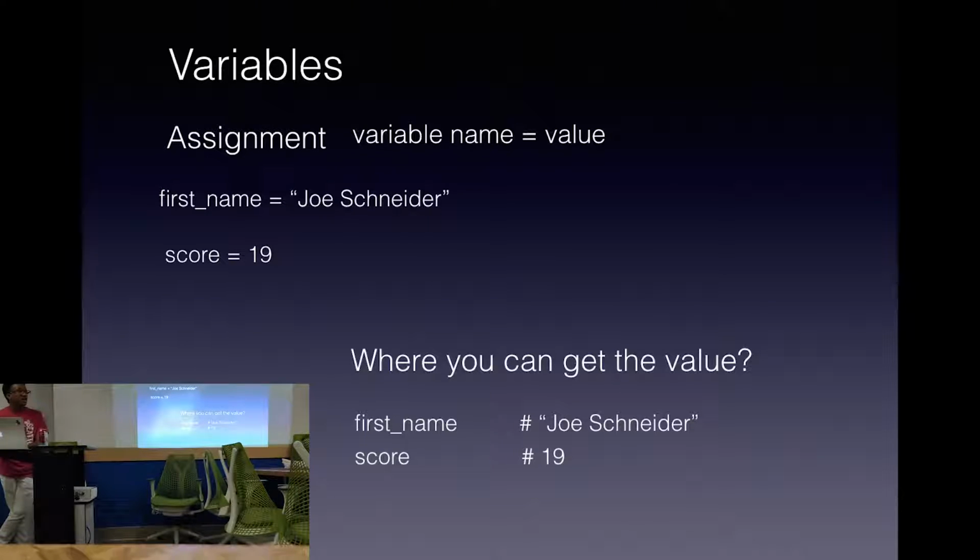And then how do you actually get the value back out of the variable? You can just call or put your variable name. So if you were to say first name again, you would get Joe Schneider, or if you were to just put score, you would get 19.